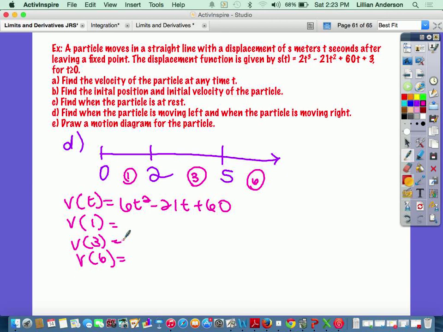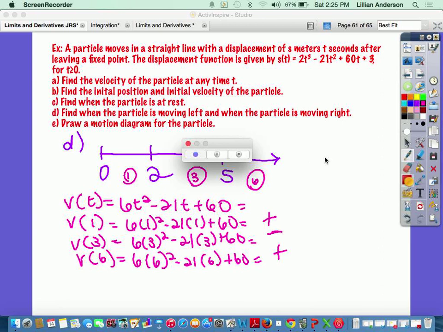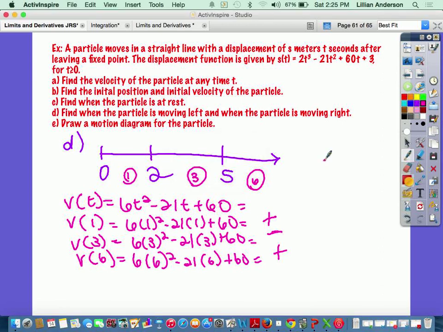Pause this video, plug in 1, 3, and 6 into your velocity function, and determine if it's going to move right or left. Alright, so when you evaluate, you come out that v of 1 was a positive number and v of 6 was a positive number. The numbers themselves actually really don't matter. We're just trying to figure out if they're positive or negative, because if it's positive, then that means it's going to move to the right. If it's negative, that means it's going to move to the left. And again, positive means it moves to the right. So we know that this particle during these time periods is moving left or right.